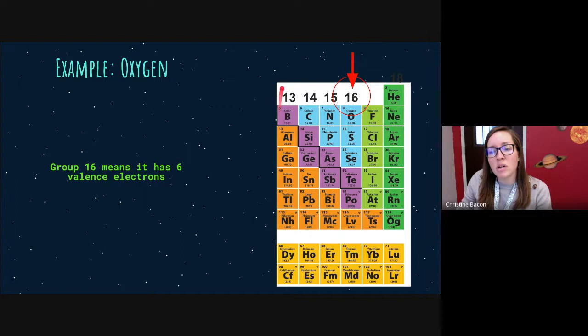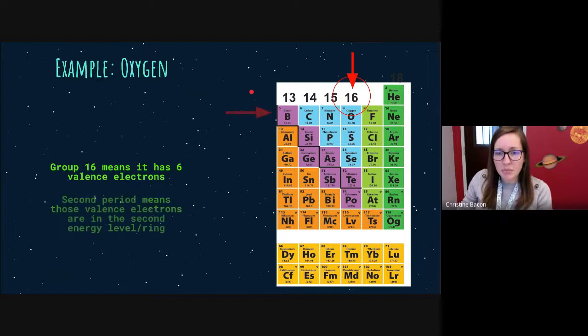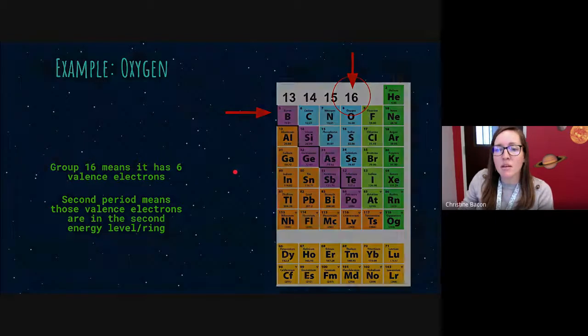We start at boron. We have 3, 4, 5, 6. And we know that fluorine has 7 valence electrons. In this last row, these noble gases have 8 valence electrons, the ultimate level of stability, okay? That's what every element wants to be at. All right, it's in the second row, which tells me it has 2 energy levels. So those 6 valence electrons are located in the second energy level, the second energy ring, okay?